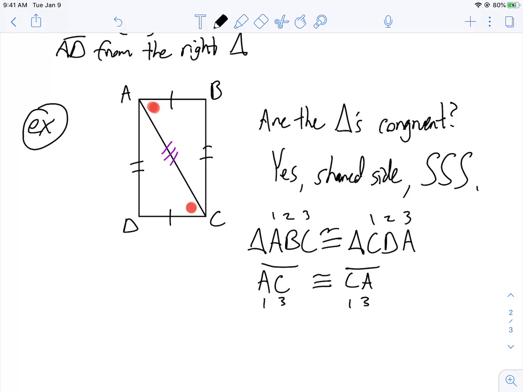Even though they're the same side, they're not written out the same for these two different triangles. This lower triangle, the triangle on the left, that side, we're going to call it CA. This upper triangle, the triangle on the right, we have to call it AC if we're going to talk about how they're congruent. Again, positions line up with positions.